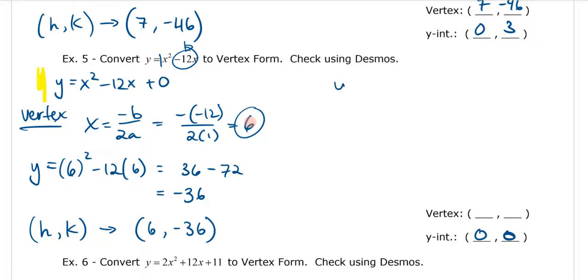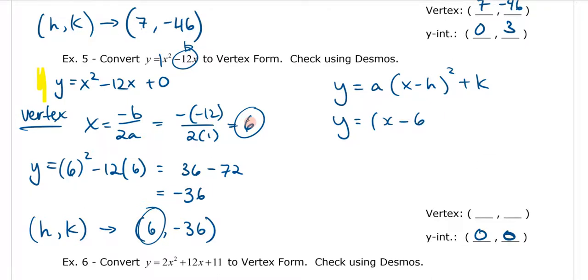Okay, so my vertex, h and k, is, well, the x-coordinate is 6, the y-coordinate is negative 36. Now when I write the vertex form equation, a times x minus h squared plus k, a is 1, the invisible 1, so y equals, I don't need to write the 1, I need to write the bracket, so x minus h, so h is the x-coordinate 6, so x minus 6. Again, it's not x plus 6, you have to include the minus sign, okay? If the vertex was a negative number, then you do x minus negative, which becomes plus. But here it's just x minus whatever the h value is, which is 6. Then that's squared plus k.